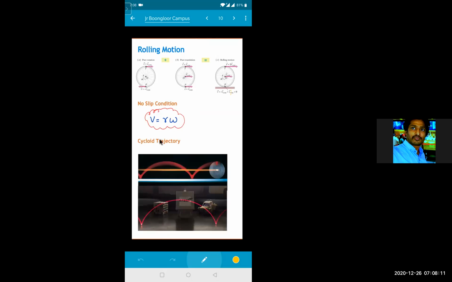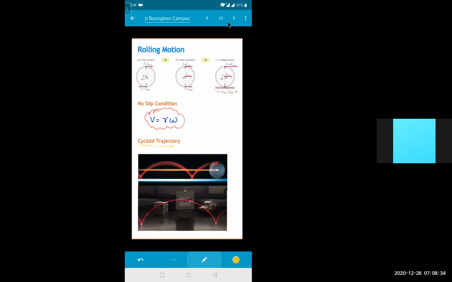For rolling without slipping, the condition I told you is V equals R omega. The trajectory is a cycloid. If you have seen the spin of the ball in 3D, it is not making a complete circle, it is a part of a circle. If the motion continues like that, such a motion is called a cycloid trajectory.